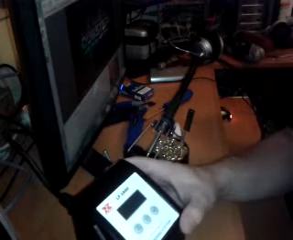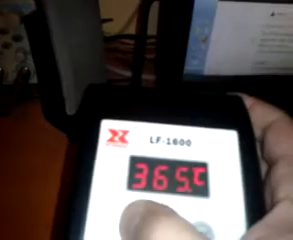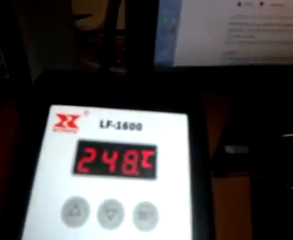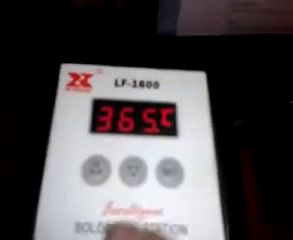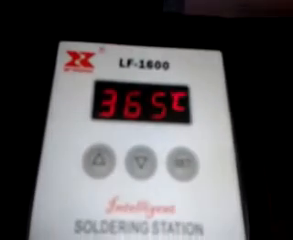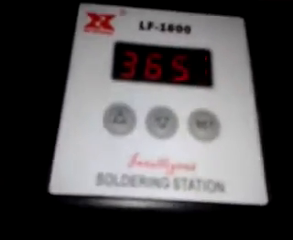Okay, so let us see. Plug it in. Hopefully I didn't break anything while disassembling it. Okay, so here you see the temperature. If I set the temperature up or down, for example 365 degrees, what is shown on the display is actually the real temperature of the tip. And by the way, normally you cannot see this flickering. I believe it's the update rate, or the multiplexing of the display, because normally you cannot see this flicker effect.